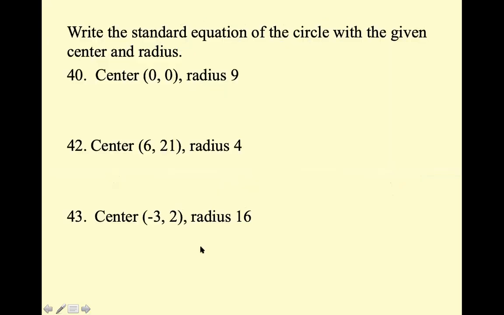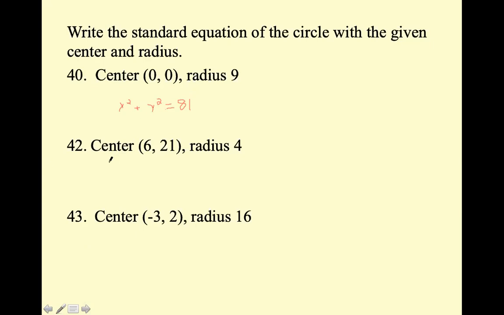Okay, this time we have some circles where we don't have a picture and we have to come up with the equation. So it says, write the standard equation of a circle with the given center and radius. All right, number 40. The center is 0, 0, radius is 9. We're going to have x squared plus y squared equals 9 squared, which is 81.